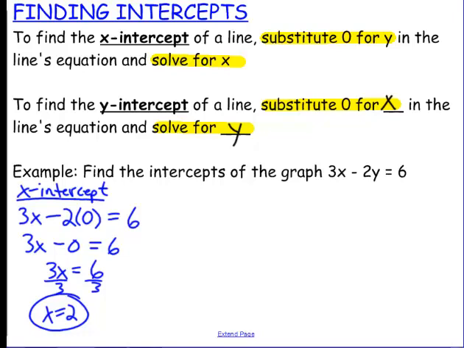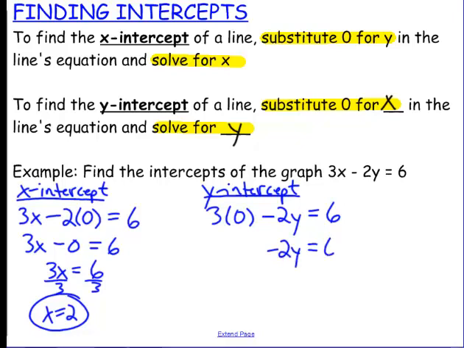We're going to work the same idea to find the y-intercept. Think about how this changes now. Instead of putting a 0 in for y, we're going to put a 0 in for x. So I should see 3 times 0 minus 2y equals 6. The nice thing is that those zeros go away, and you're left with just negative 2y equals 6. Again, use inverse operations to get y by itself. Divide both sides by negative 2, and we see that y equals negative 3. So we now have an x- and y-intercept. The x-intercept is 2, and the y-intercept is negative 3.